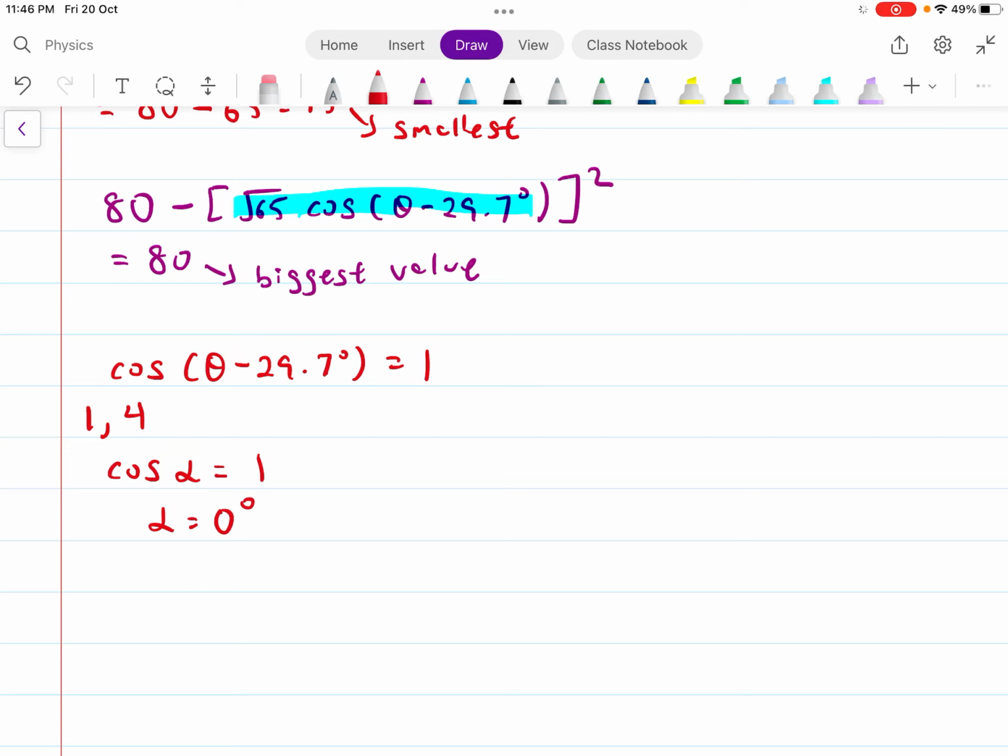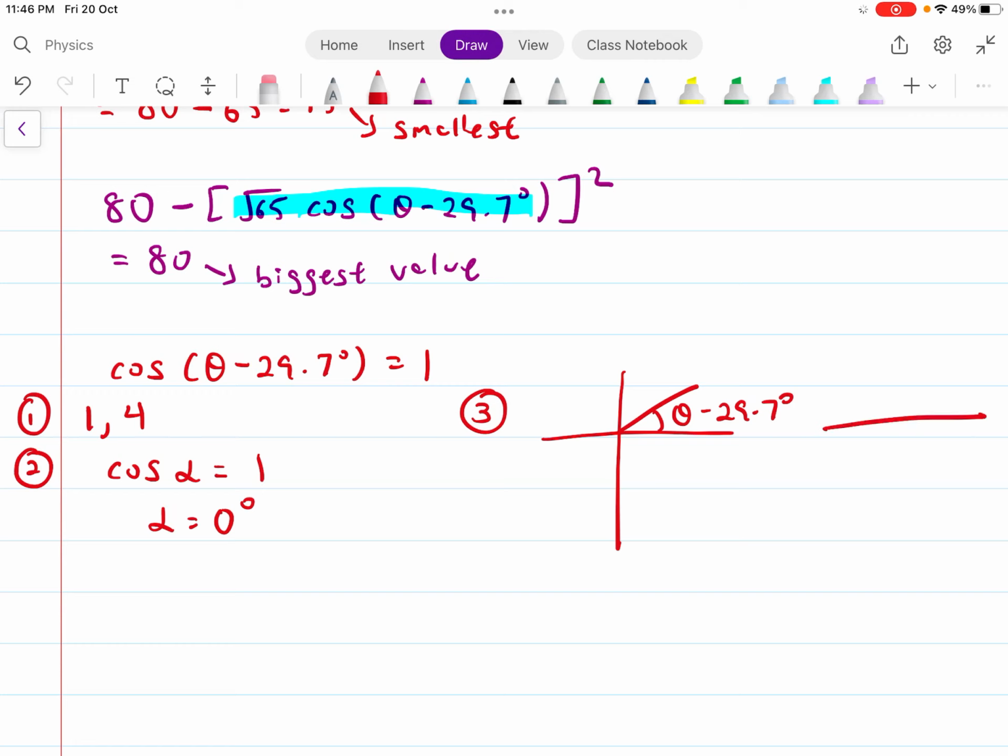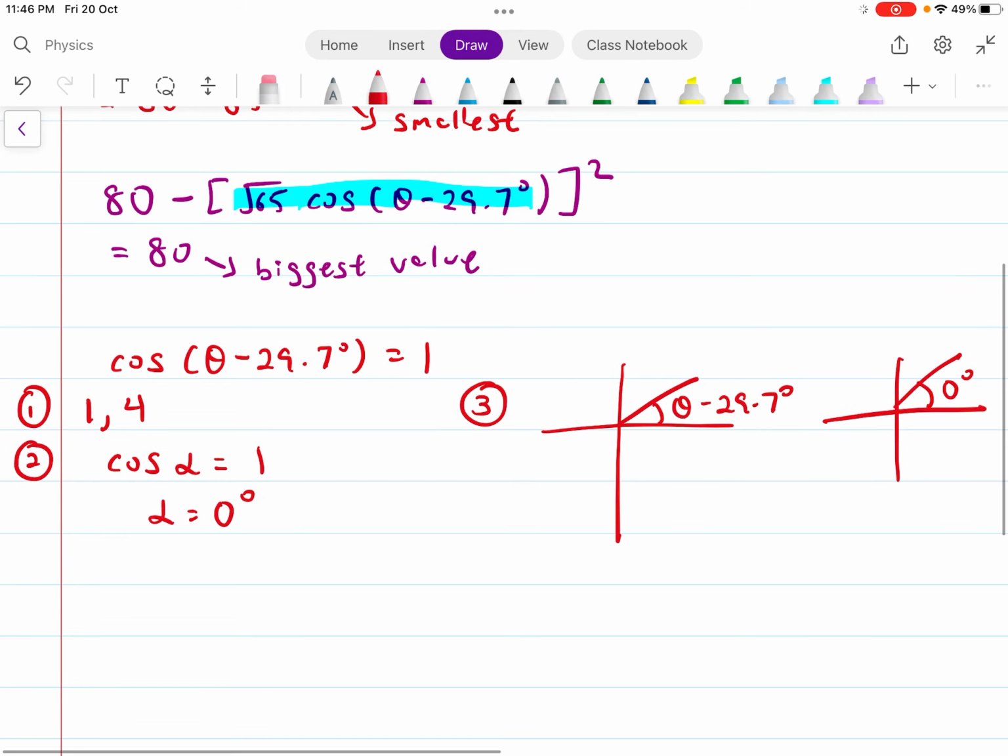So the first step is to determine the quadrant. The second step is to find the basic angle. The third step is to draw. So when you draw, let's determine the first quadrant. Theta minus 29.7 degrees is 0 degrees, so this is the basic angle. So theta itself will be equal to 29.7 degrees.